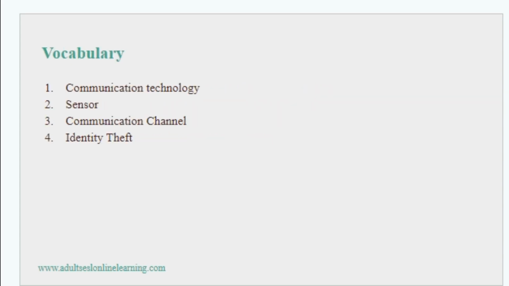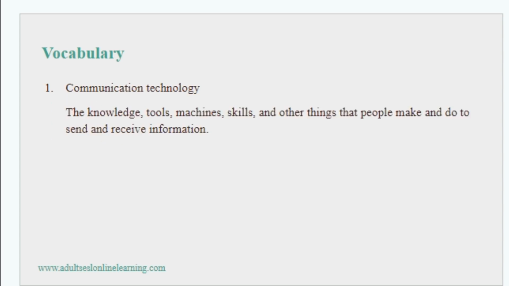Vocabulary. Number 1, communication technology. 2, sensor. 3, communication channel. 4, identity theft. Number 1, communication technology: the knowledge, tools, machines, skills, and other things that people make and do to send and receive information.